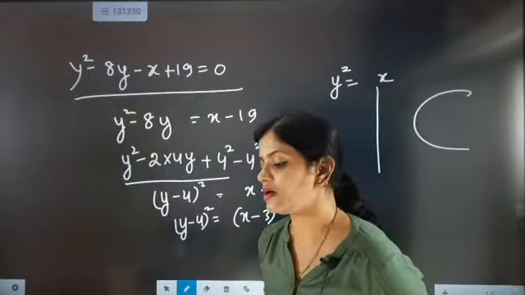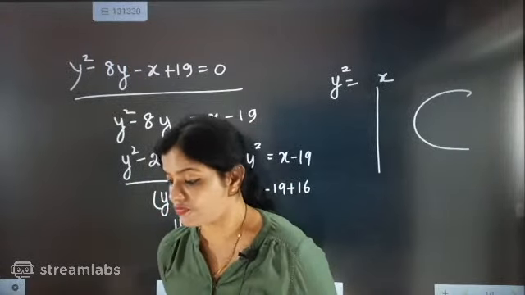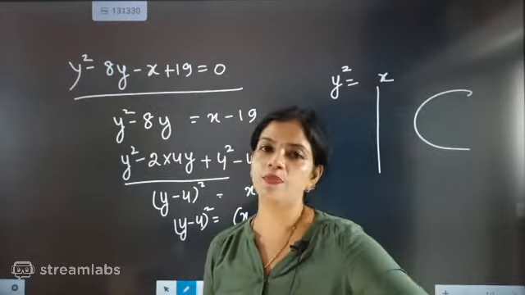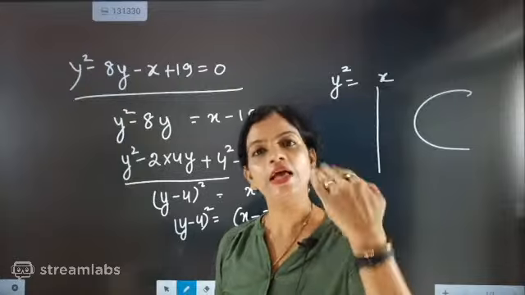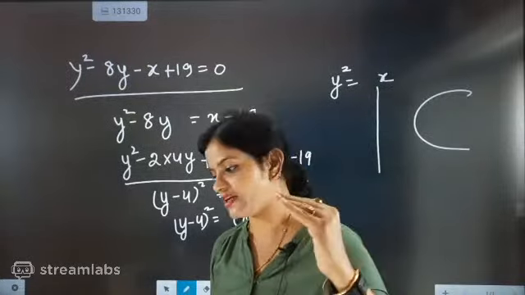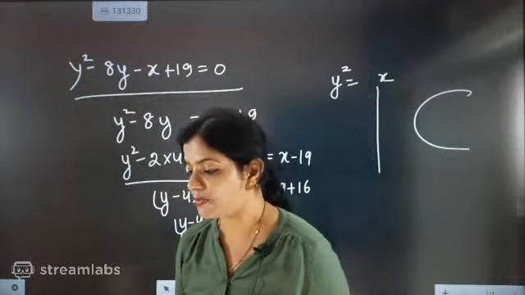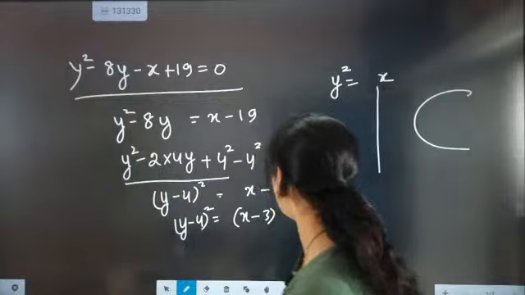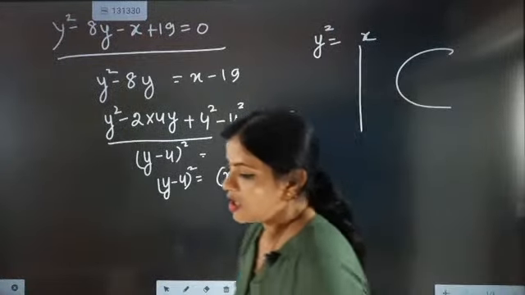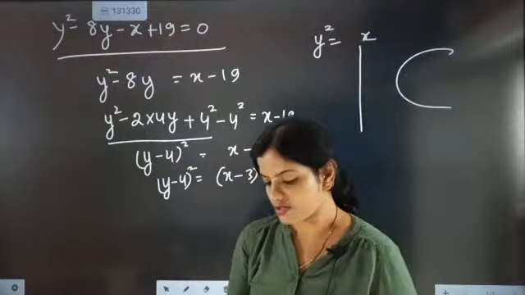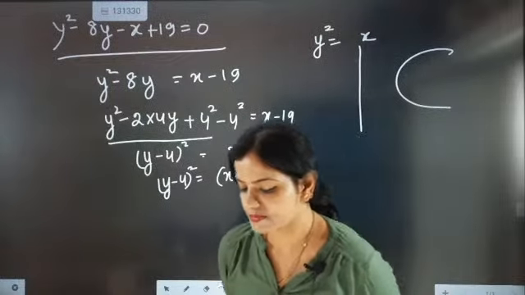Come on, quickly tell me, beta, whether you understood till here, because one by one we have to learn to shift it. We have to place the parabola away from the x-axis and y-axis, not on them. Now we have to learn to place the parabola away from them. So y minus 4 whole square equal to x minus 3 is there. First tell me, have you understood till here or not?